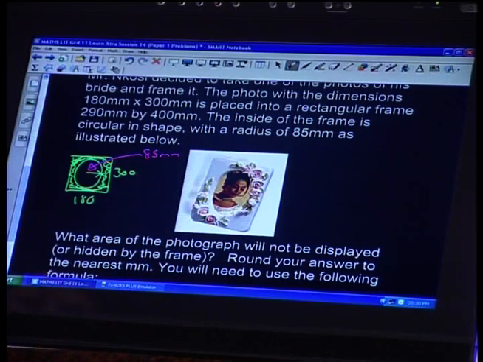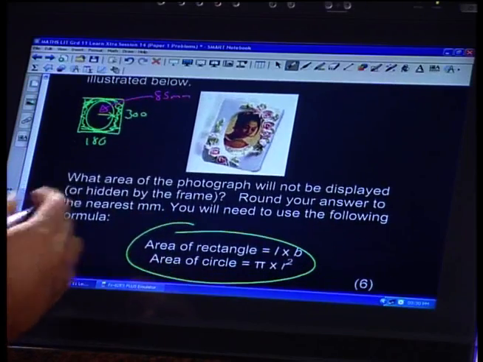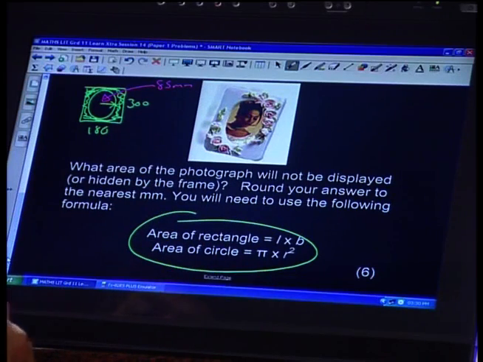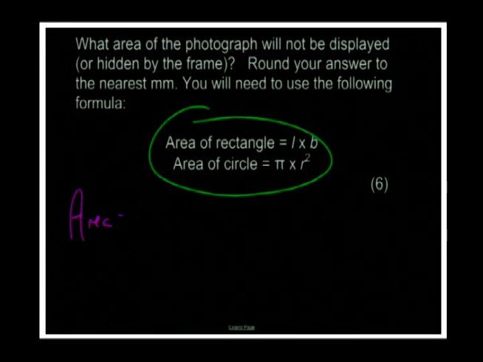Can you see what we're doing? Okay, I'm not worried about the frame yet because this question doesn't ask me about the frame. It's just part of the photograph. So let's go for it. So we're going to say, right, the area of the rectangle is equal to length times breadth.